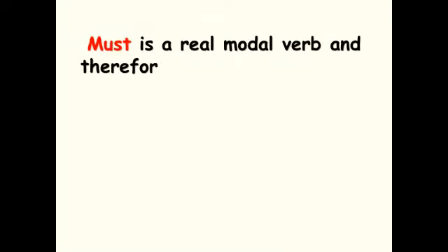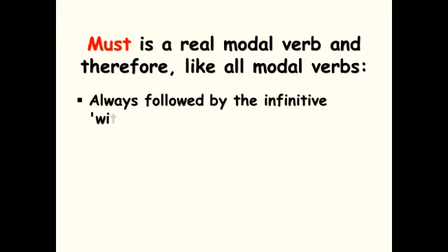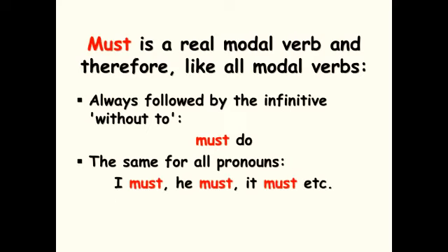Let's start with must. It is a real modal verb, and therefore, like all modal verbs, it is always followed by the infinitive without to. Example, must do. It's the same for all pronouns. Examples, I must, he must, it must, etc. Also, it does not need auxiliaries.